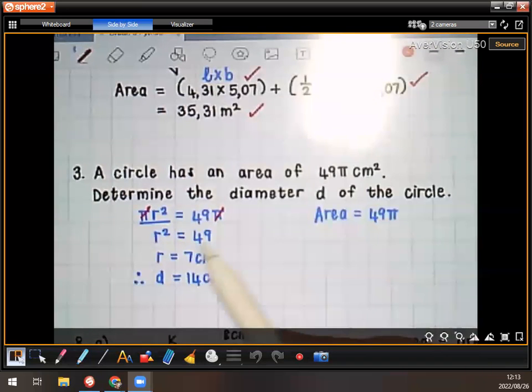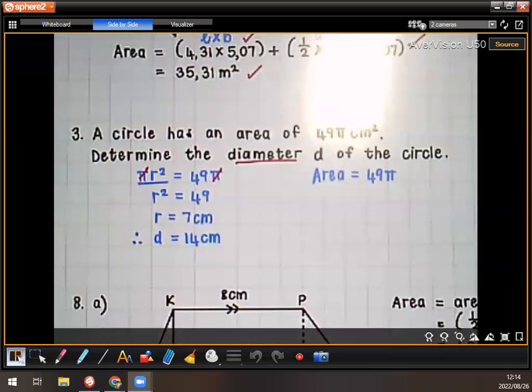I used the formula of what they've given me and I made it equal to the actual area that they gave. Yesterday we said there's a pi there, there's a pi there, they cancel each other out. Pi left was r squared equal to 49, and what number squared is 49? 7. Can I have a negative 7 centimeters there? No, so that's why I just wrote 7 centimeters. But that's the radius. They asked for the diameter, so we would have to find that from the radius.